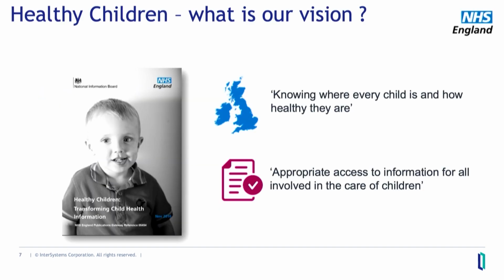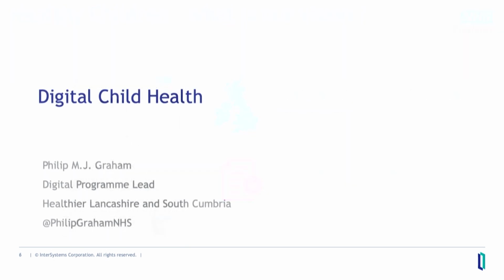Right. So the use case that we started with, we started with a strategy in NHS England, to know where every child is and how healthy they are. Now, that's not particularly easy, to be perfectly honest. And the strategy came from quite a few reports on children that were harmed and went missing in the country as they travelled around. So what we also want to make sure is that people then have appropriate access to information for all of those involved in the care of the child. And again, that is where the distribution of this information comes in, and we use the FHIR standards.